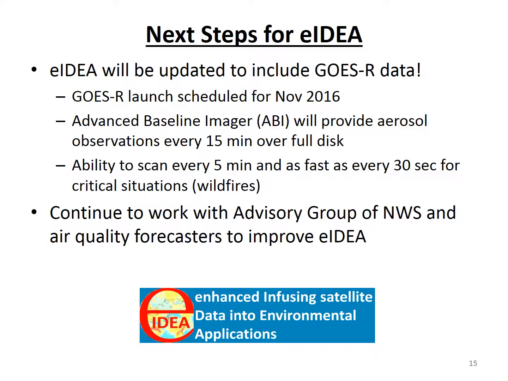The eIDEA website will be updated after the launch of the GOES-R satellite in November 2016. GOES-R is the first in the next generation of geostationary Earth-observing satellites. It will have a sensor similar to VIIRS called the Advanced Baseline Imager, or ABI, that will be capable of providing aerosol observations every 15 minutes over the full disk of the Earth, covering North and South America. In this way, the GOES-R ABI will provide nearly continuous, high-accuracy aerosol observations of the atmosphere over the Western Hemisphere.